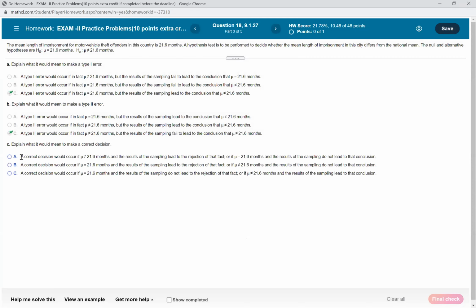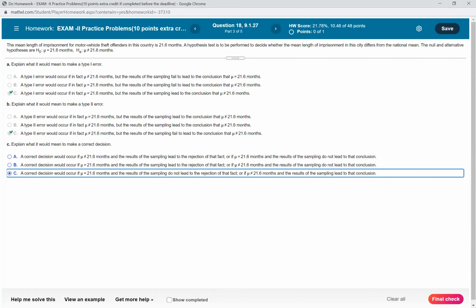Okay, so what is option A? A correct decision would occur if mu is this and the results of sampling do not lead to rejection of that fact. Yeah, that's correct. If mu is this one and the sample results lead to that conclusion, this is the correct answer, then it will be a correct decision.